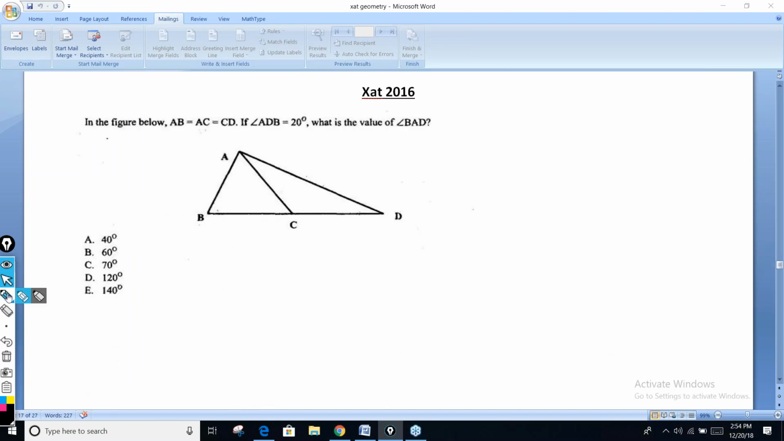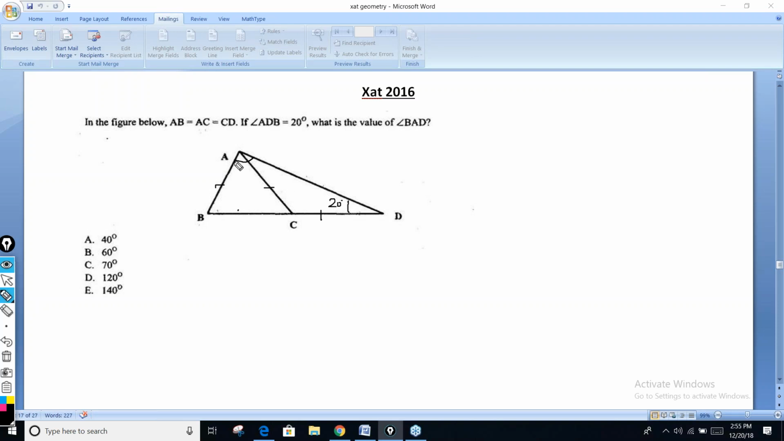This was the easiest question, I think, among all the questions. It says AB is equal to AC is equal to CD. If angle ADB is given as 20 degrees, we have to find the value of BAD. This complete angle we need to find out.